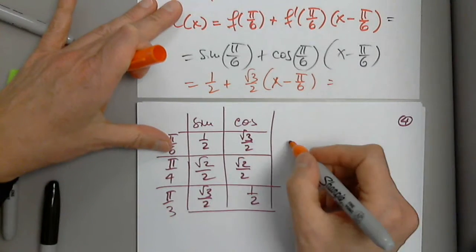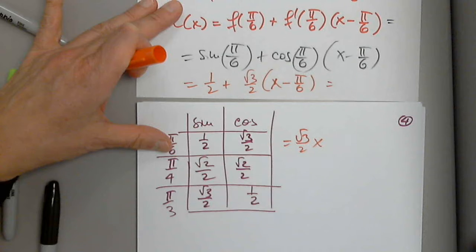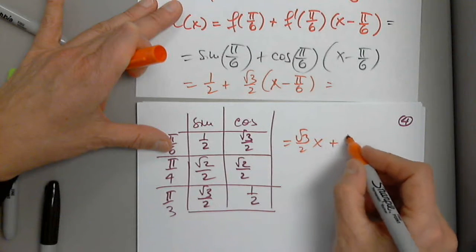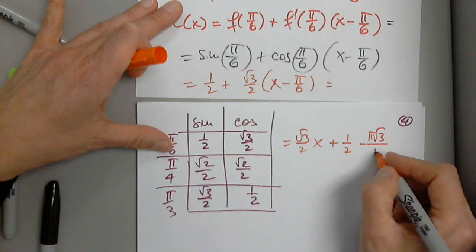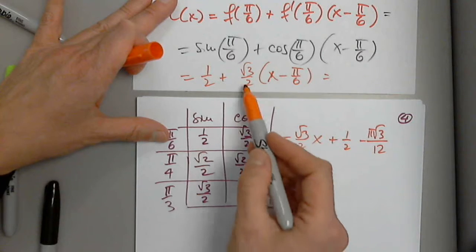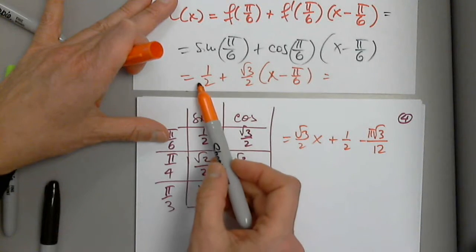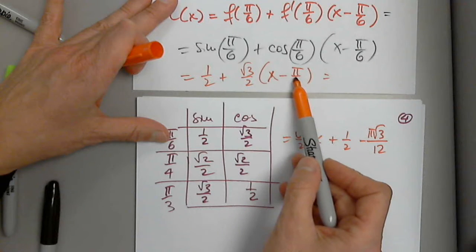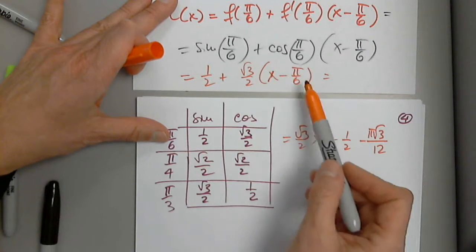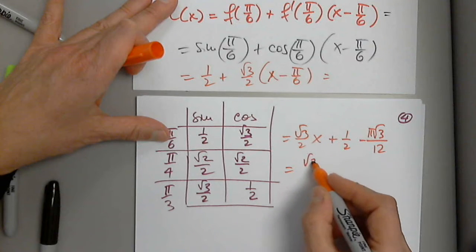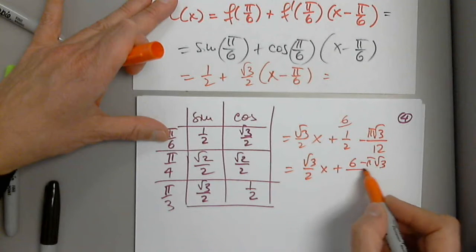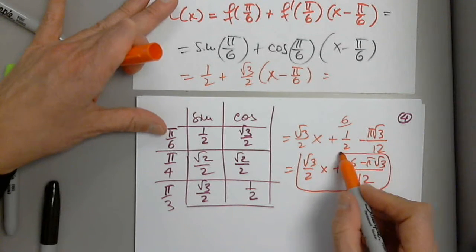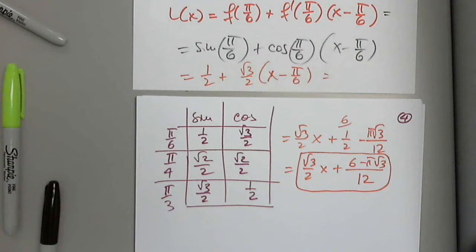So this is the square root of 3 over 2 times x plus 1/2 minus pi the square root of 3 over 12. So the square root of 3 over 2 times x is in front. I copied 1/2 next, and then I distributed the square root of 3 over 2 to pi over 6, and I got pi the square root of 3 over 12. So this becomes the square root of 3 over 2 x, plus 6 minus pi the square root of 3 over 12. And this is the line that approximates sine x near pi over 6.